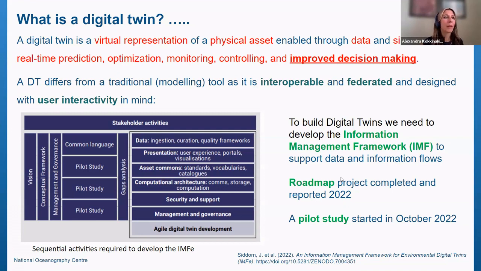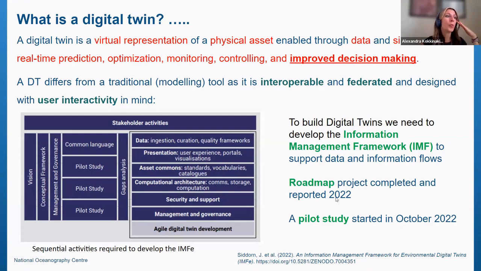For us to build digital twins, we needed to develop an information management framework. We call it IMF, and that supports data and information flows. On the left, you can see the sequential activities that were required to develop an information management framework, running from left to right in time. So the vision, the conceptual framework, the management, having a common language, having a pilot study, and so on.